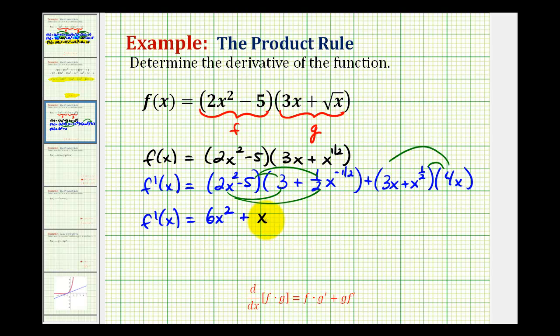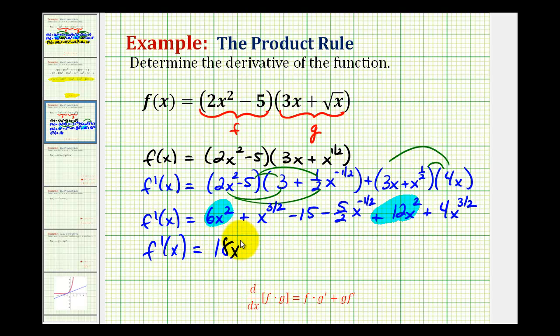So plus x to the 3/2, and then minus 15, and then we'll have minus 5/2 x to the negative 1/2, plus here we'll have 12x squared, plus 4x to the 3/2 power. So we have two x squared terms. So f prime of x is going to be equal to 18x squared. There are two x to the 3/2 terms, one here and one here. Remember, you can think of this as 1x to the 3/2. So we have plus 5x to the 3/2.